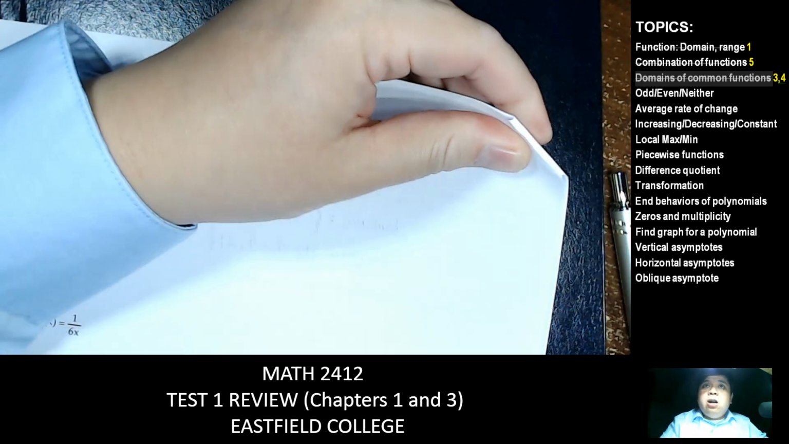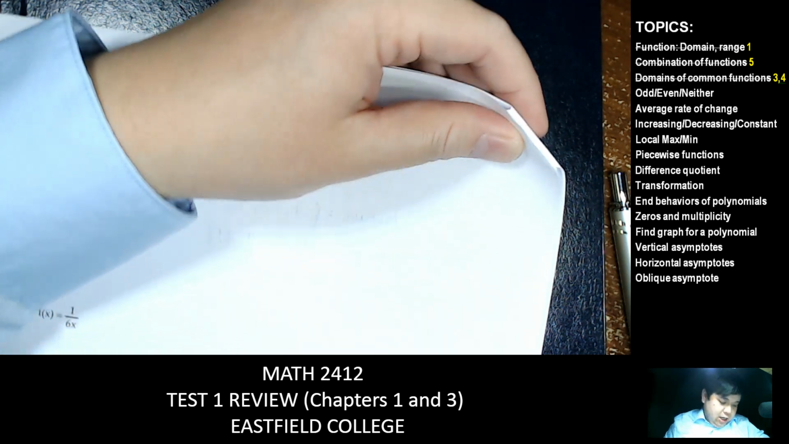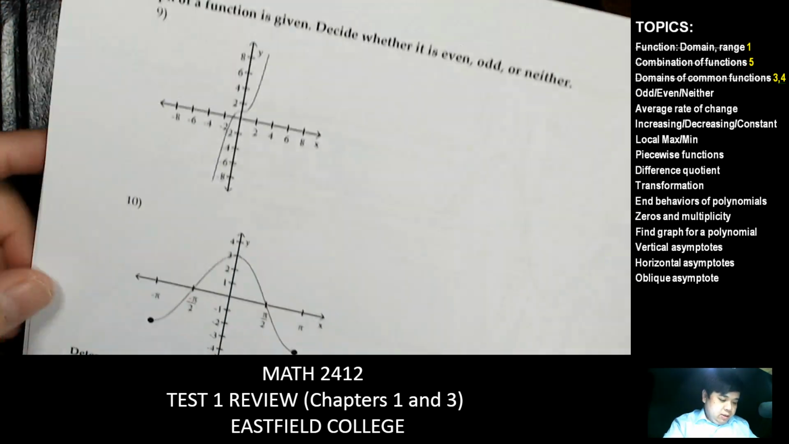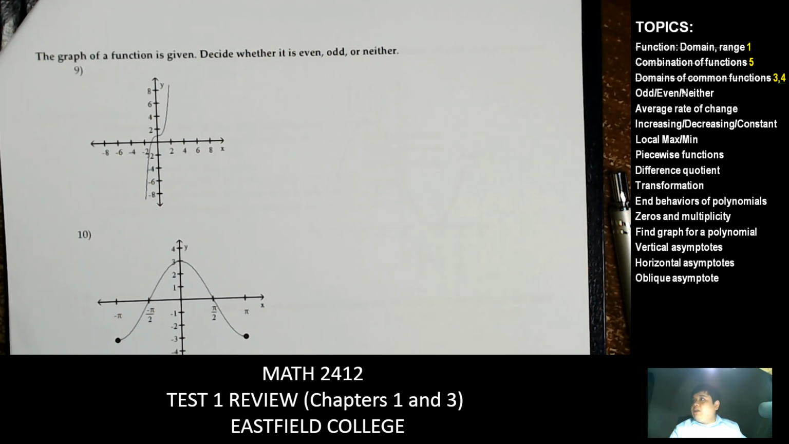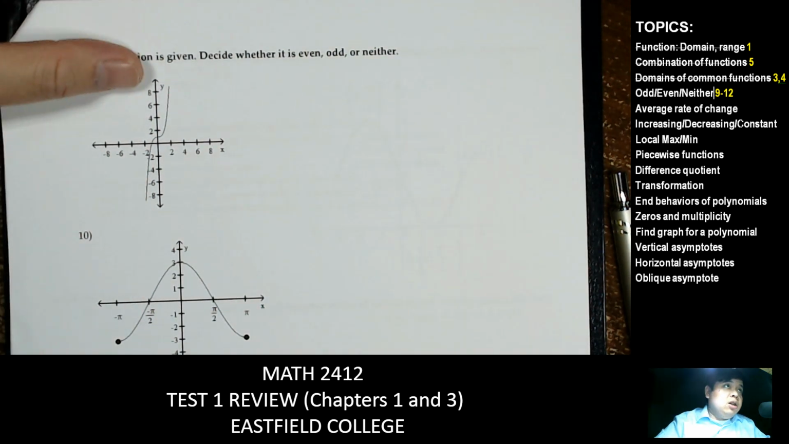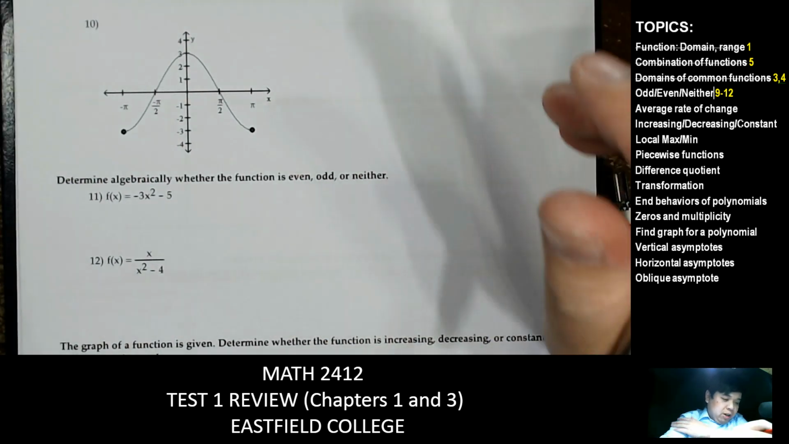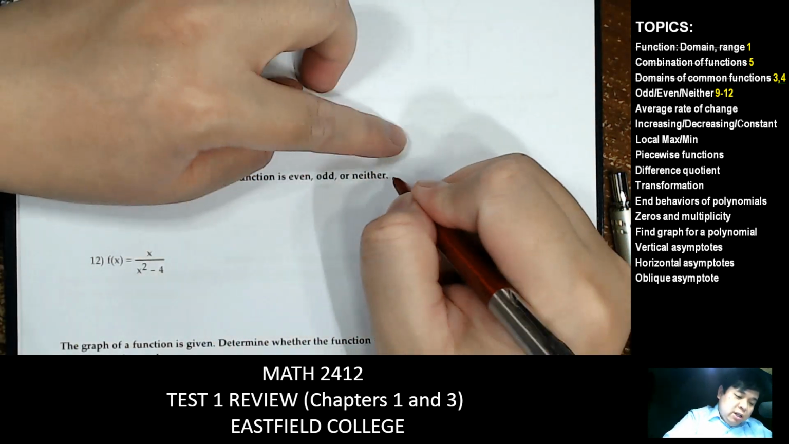Right, a little different on that list. Now we go odd and even function. That will be 9 to 12. Right, odd and even function. I'll go to this graph in terms of function first.